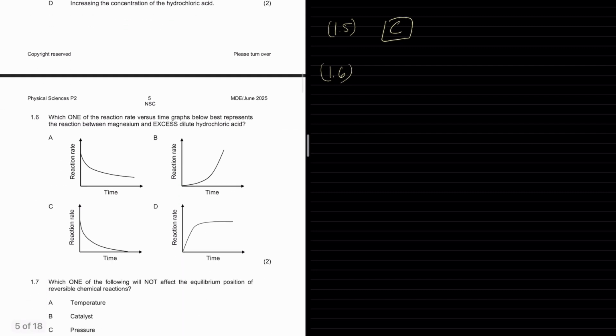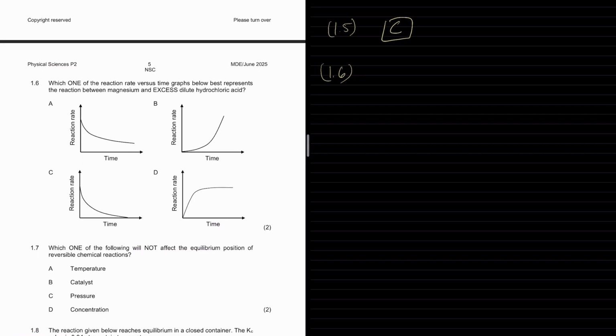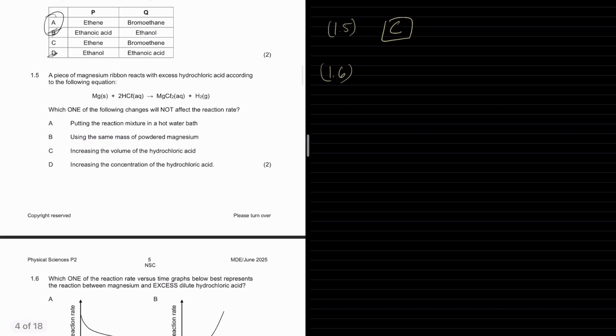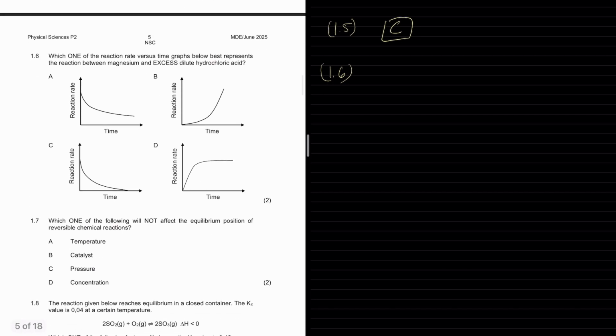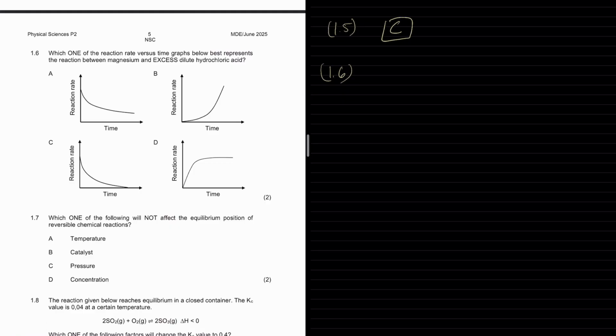Now question 1.6, which one of the reaction rate versus time graphs represents the reaction between magnesium and excess dilute hydrochloric acid? So again, it's linked to 1.5 in a way because it's the same reaction with the same excess hydrochloric acid. Now, the thing to understand is that at the beginning, you're going to have a very high rate. So it's not going to start at 0 because the rate is going to be very high. You have a lot of molecules, a lot of magnesium, and it's going to be reacting. So from the onset, it's going to be very high. So B and D are out. So we're looking at A and C.